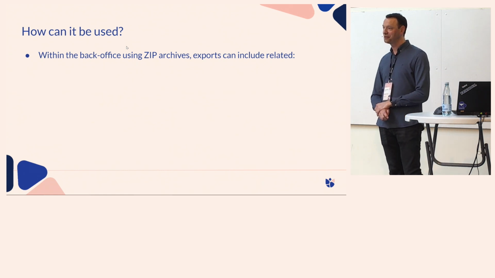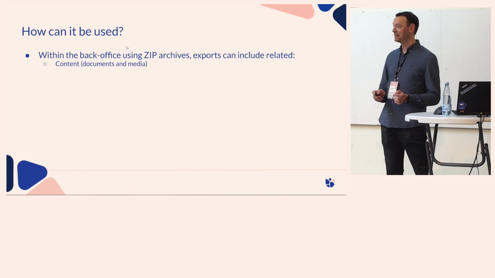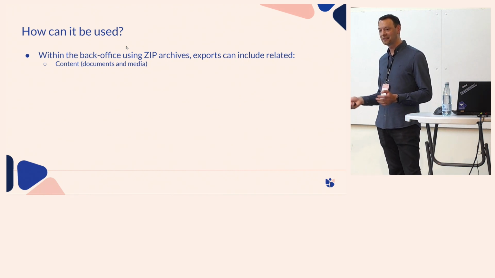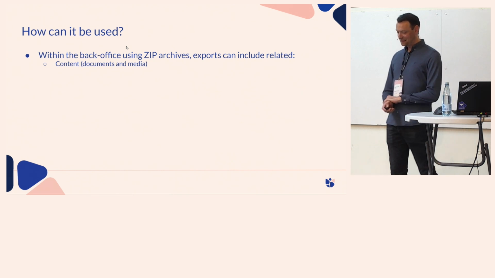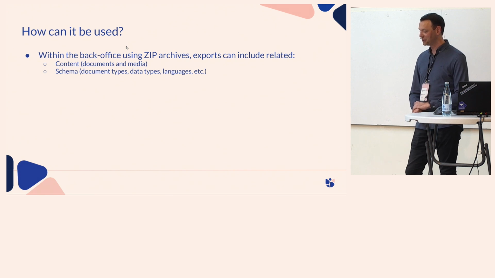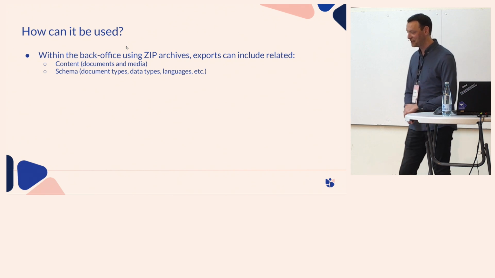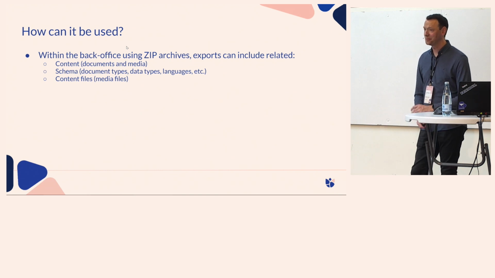When creating the export, you can optionally select whether you want to include related content, like picked content or media. You can select whether you want to include schema as part of that export, so that includes the document types, data types, languages, etc. You can also select whether you want to include files, so that's the media files.